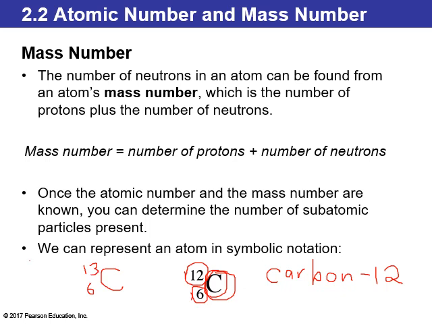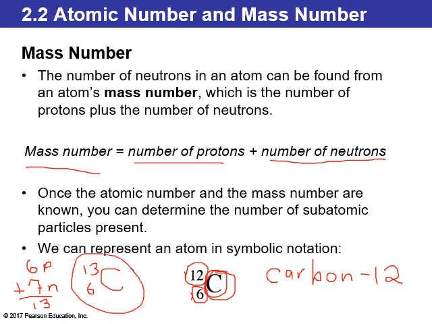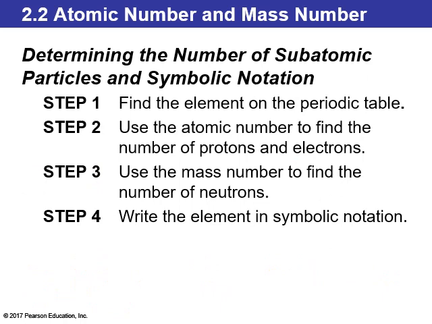This would be carbon with 6 protons and 7 neutrons. So the total, 6 plus 7, would give me 13, which would be my mass number. Again, mass number is the number of protons plus the number of neutrons. So this would be an example of a radioactive isotope of carbon, and this could be used in carbon dating.